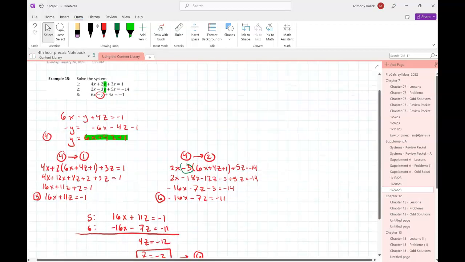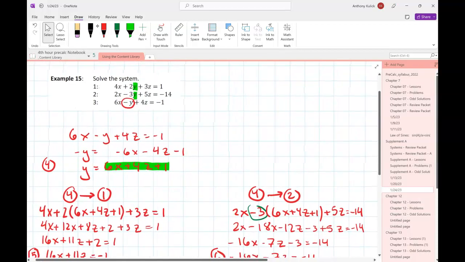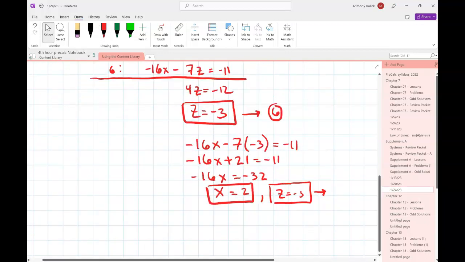Which one would I pick, though? Well, actually, I would plug it into equation 4 because the y is already by itself, right? That's the one variable I'm looking for. Let's plug it in there.